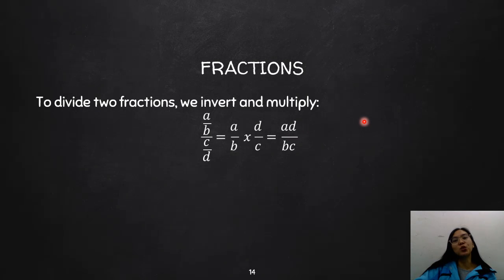And if we want to divide two fractions, we simply invert and multiply. So a over b divided by c all over d is equal to a all over b times, so we invert the denominator, d all over c, and then we just simply multiply, giving us a times d all over b times c. So, recall lang po itong mga to.